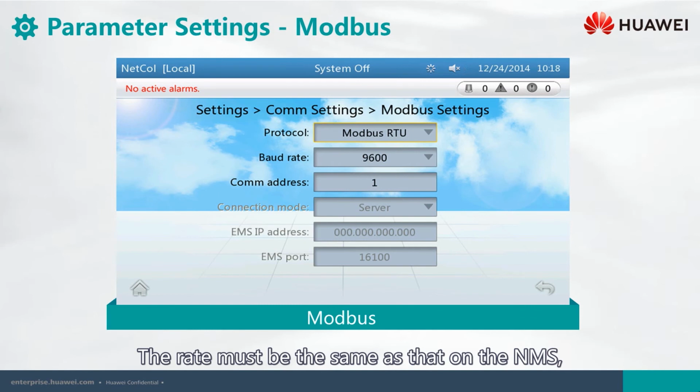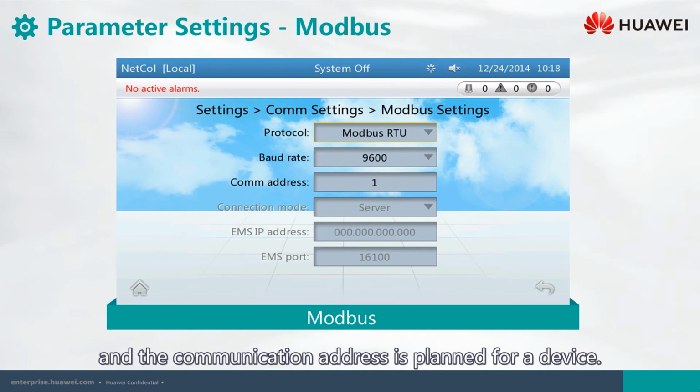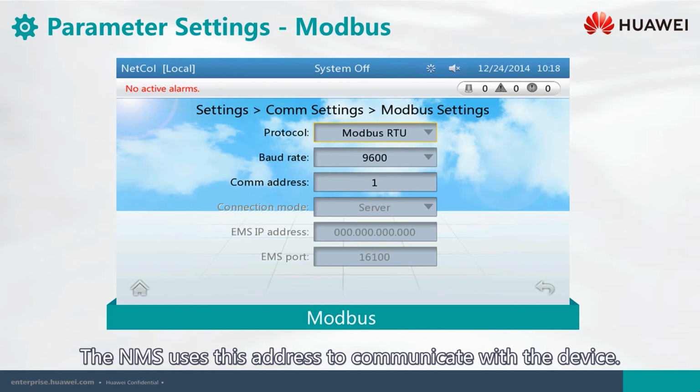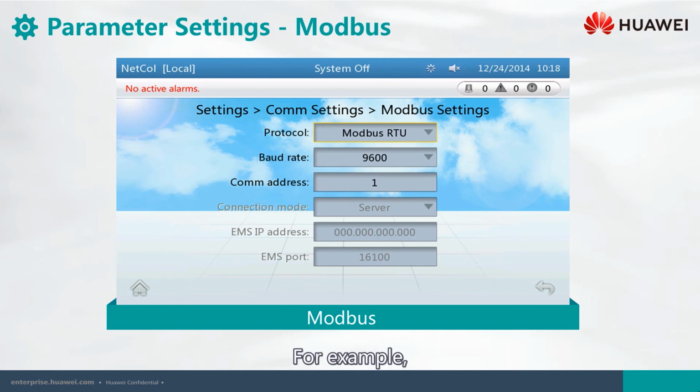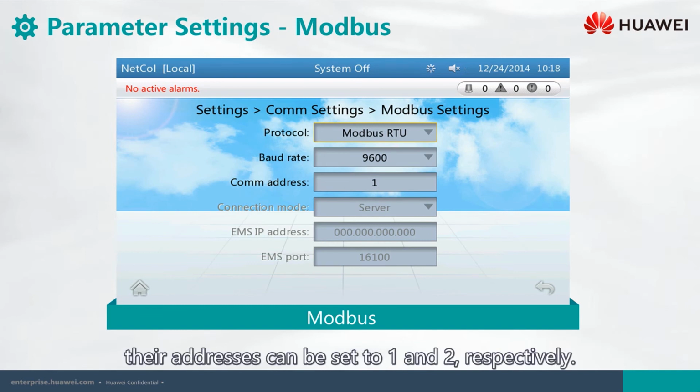The rate must be the same as that on the NMS, and the communication address is planned for a device. The NMS uses this address to communicate with the device. For example, if a group has two air conditioners, their addresses can be set to 1 and 2 respectively.